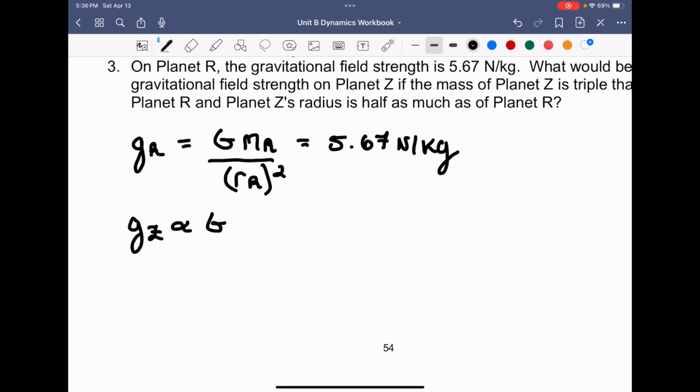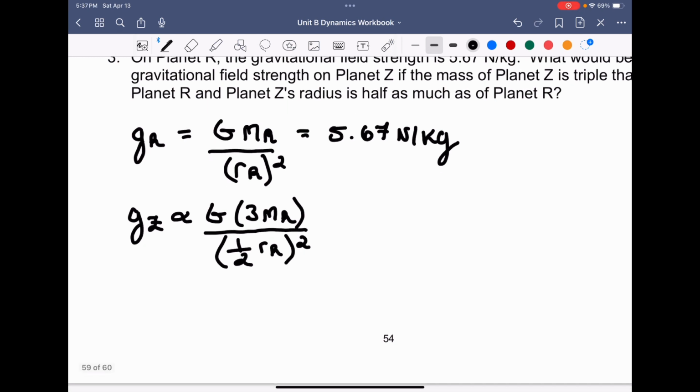I always tend to forget to make that proportional, but we want to make sure it's proportional. G, 3mR, because mZ is 3 times the mass of mR, divided by, we're going to put in brackets, 1/2 times the radius of R squared, because they said that planet Z is 1/2 the radius of R.